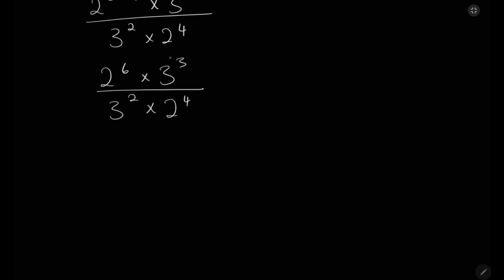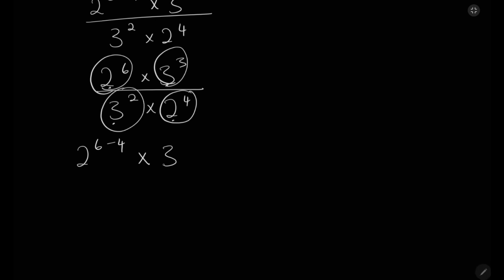Okay, let's check. Do we have the same base in the numerator? We have 2 and 3. No, we also don't have the same base in the denominator. So we can try to simplify the entire fraction by looking at the numerator and the denominator. We have 2 and 2, 3 and 3. Let's start with the 2's. We have 2 to the power 6 divided by 2 to the power 4. Right? So we'll say 2 to the power 6 minus 4. I hope that this makes sense to you guys. Times, we have 3 and 3. So this will be 3 to the power 3 minus 2.